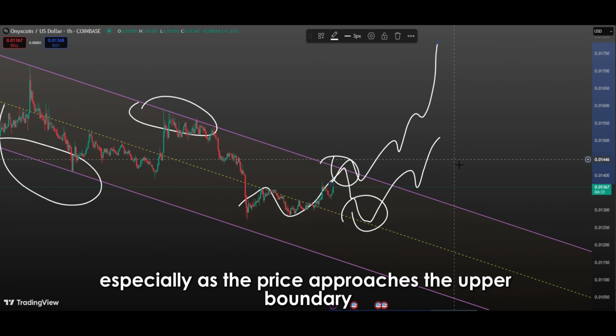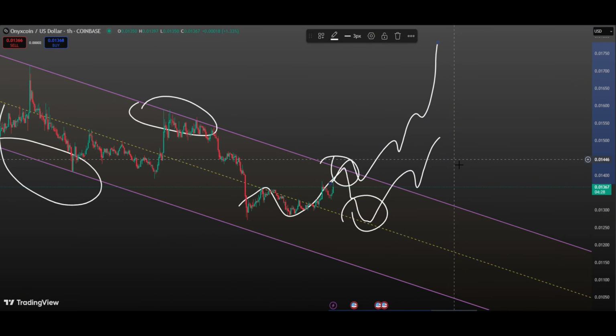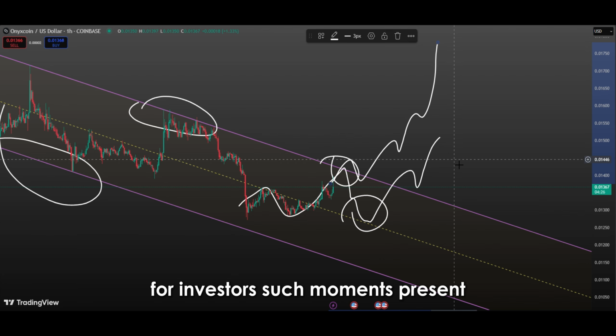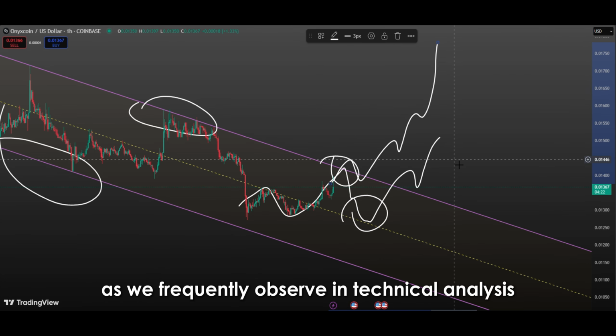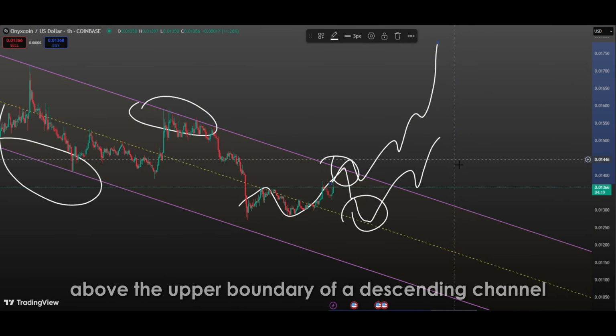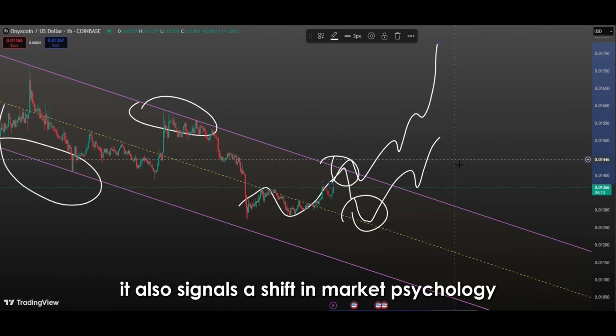Especially as the price approaches the upper boundary, it could be nearing a potential breakout point. For investors, such moments present strategically critical opportunities to take positions. As we frequently observe in technical analysis, if the price manages to break above the upper boundary of a descending channel, this is not only a resistance breakout, it also signals a shift in market psychology.